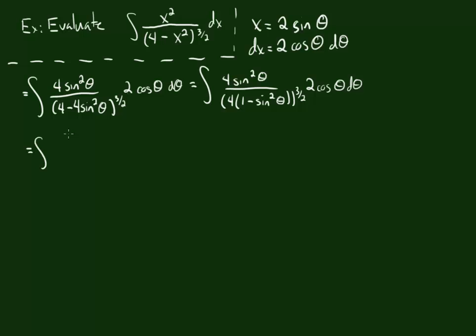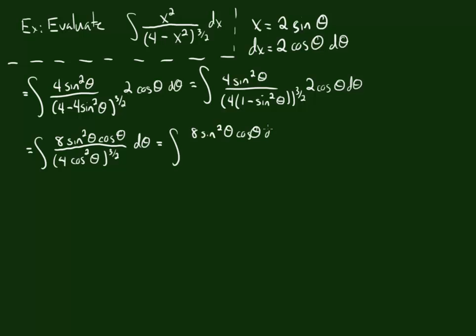And so what we really have here is, I'll go ahead and multiply the 4 and the 2 together to get a total of 8 on the top. We have sine squared of theta, cosine of theta, all on the top here. In the denominator, we have a 4 times cosine squared of theta, all of this to the 3/2 power. Now, a lot of students are thrown by this 3/2 power. Don't let it bother you. We are applying the 3/2 power to both the 4 and the cosine squared. So we'll just rewrite the numerator here, 8 times sine squared of theta, cosine of theta, d theta.